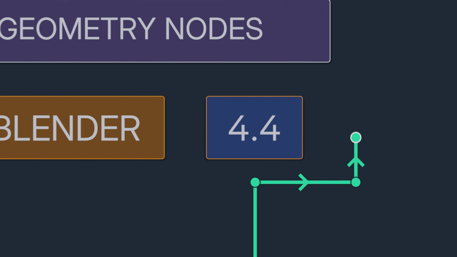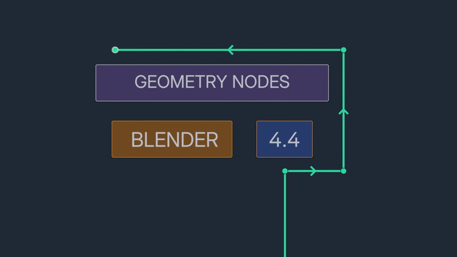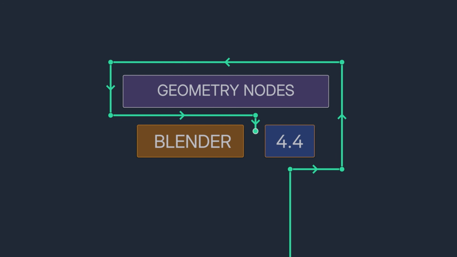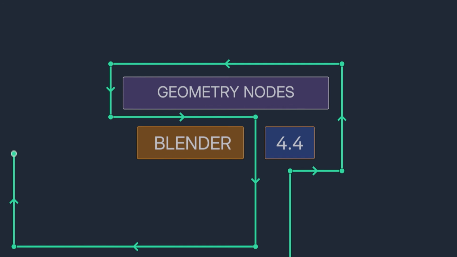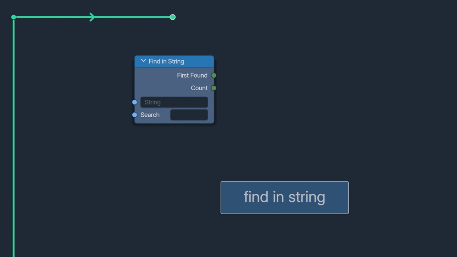Well, after 4.3's whirlwind of geometry node newness, 4.4's updates are tighter and neater, focusing mostly on the little big things we use every day. But there are some new nodes, the first of which is Find in String.